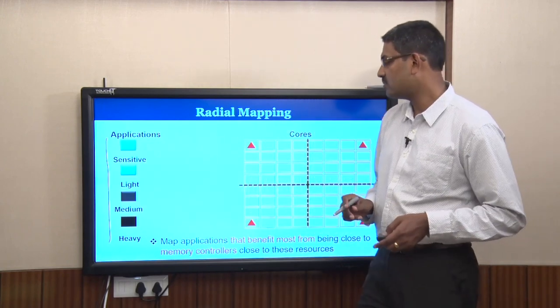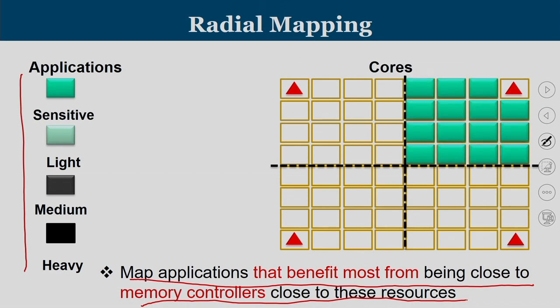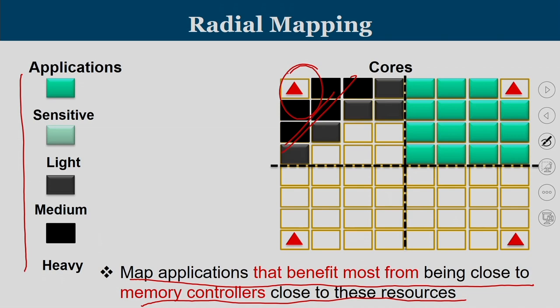So what we can do is map applications that benefit most from being close to memory controllers, keep them close to the memory. That's a way by which first you keep the isolated or the sensitive applications, then the heavy applications are put near the memory controller, and then relatively light applications close to the center, and the light applications are put in the center. So the idea is very simple.